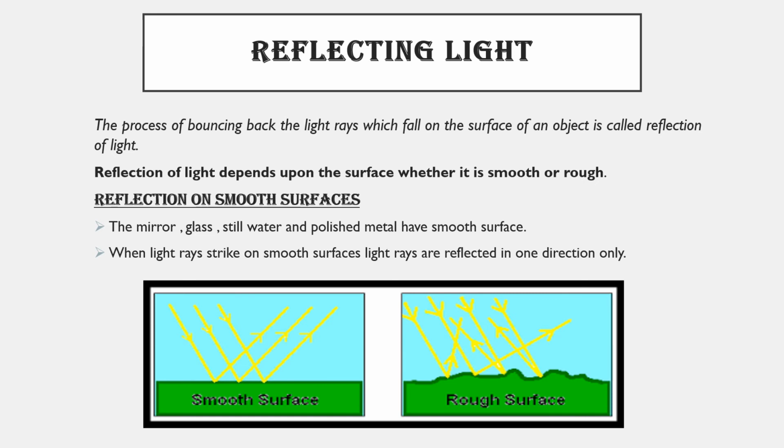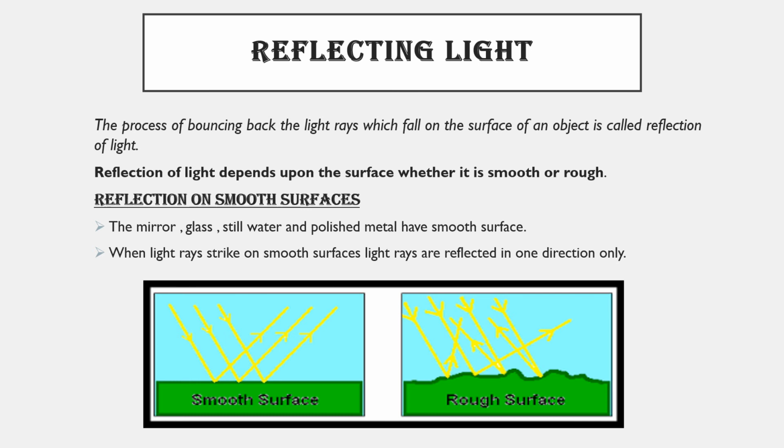Next is reflection of light. The process of bouncing back of light rays which fall on the surface of an object is called reflection of light. Reflection of light depends upon the surface, whether it is smooth or rough. Here we will see these two surfaces. You can see the light getting reflected.